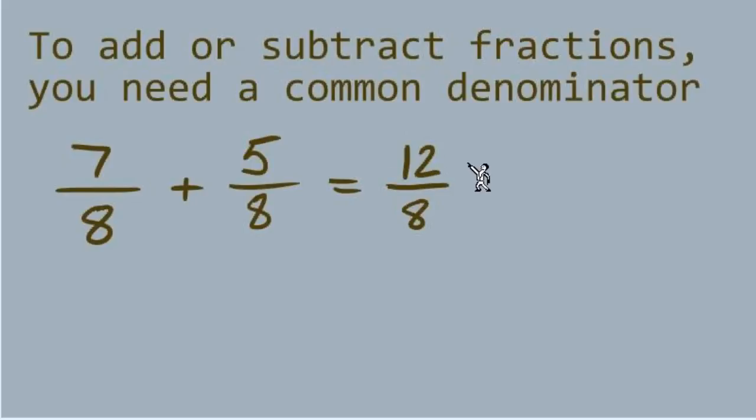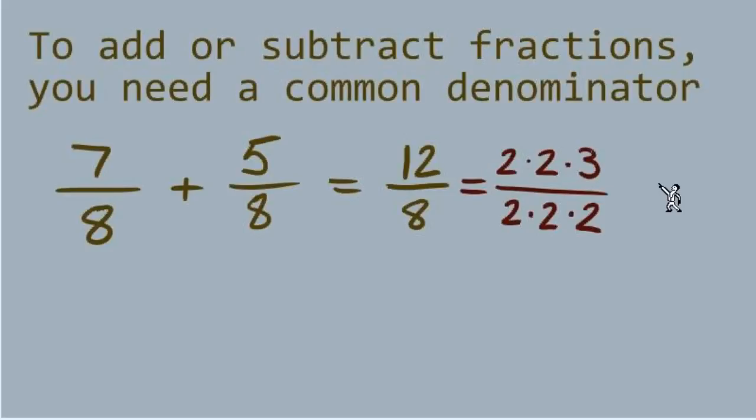And let's actually finish this problem up. We should simplify this. I'm going to choose to use some prime factors. 12, I found 2 times 2 times 3. 8, 2 times 2 times 2. And any factor that we see the same in numerator and denominator, we can cancel out. So I've canceled a set of 2's and another set of 2's. And no more factors can be canceled. So we're at our answer, 3 over 2.